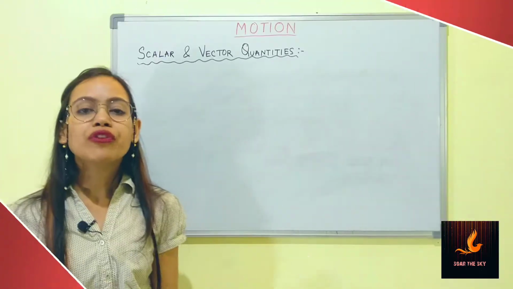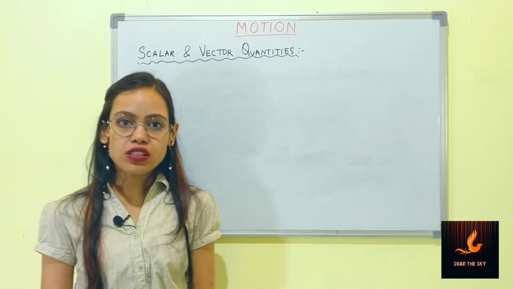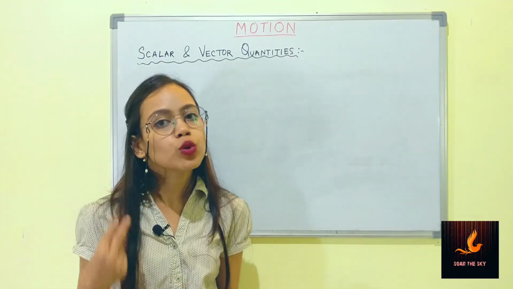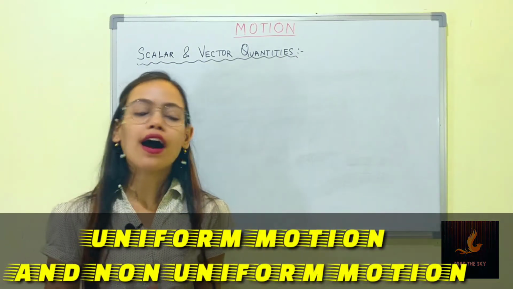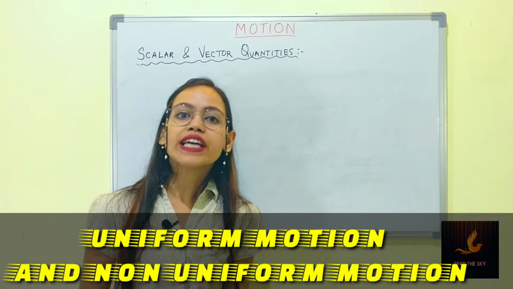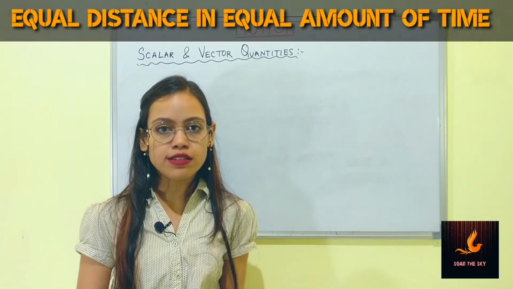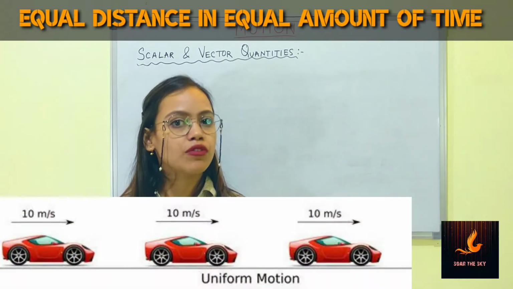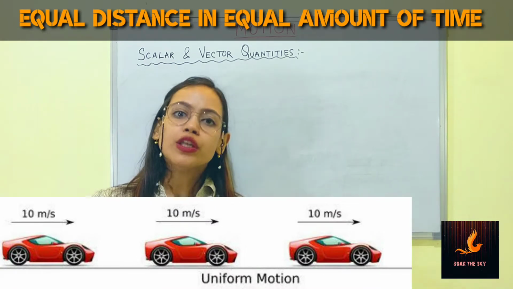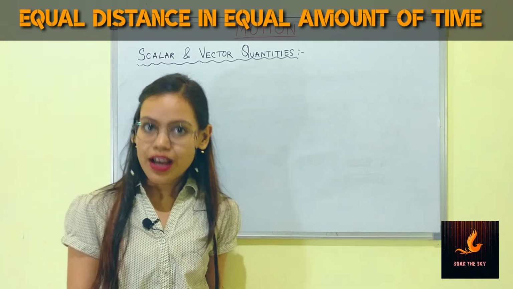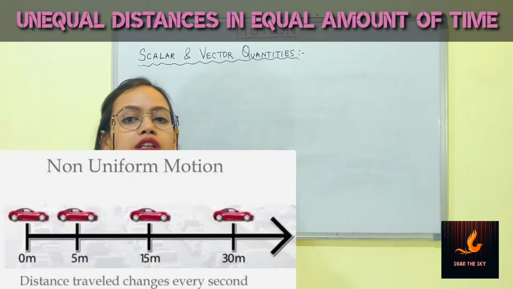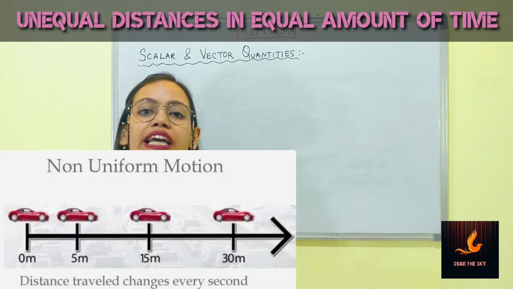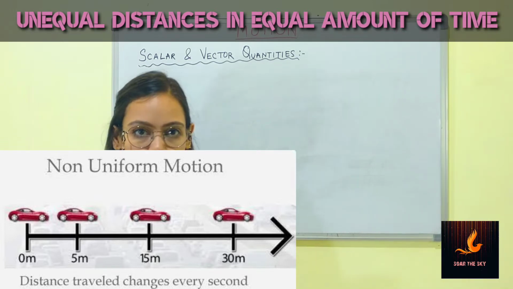So from the concept of speed and velocity, we get the idea of two new things: uniform motion and non-uniform motion. What are those? When a body is covering equal distances in equal intervals of time, we call it a uniform motion. But if the body covers unequal distances in equal intervals of time, it is said to be in non-uniform motion.